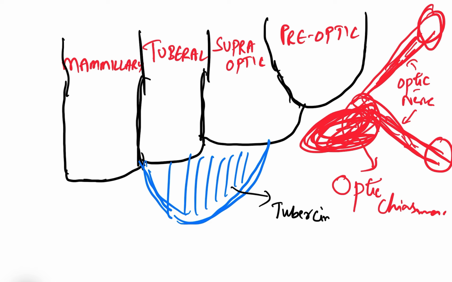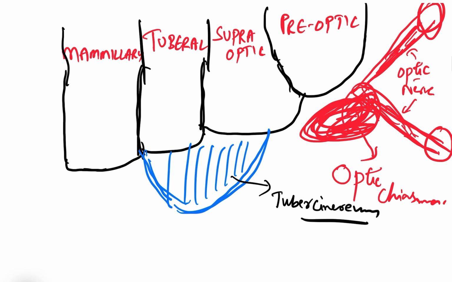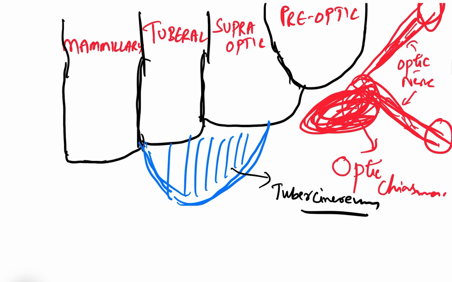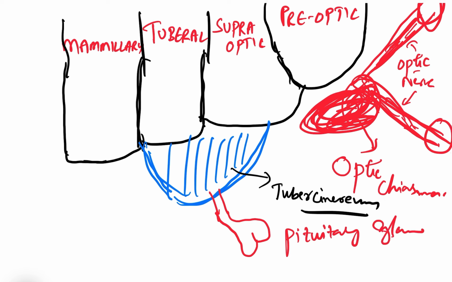Still, we have to describe this. It is worth knowing all these details. And from this tuber cinereum, there is an infundibulum from which the pituitary will be suspended like this. Okay, so this is the pituitary gland. I am just drawing a very rough diagram.